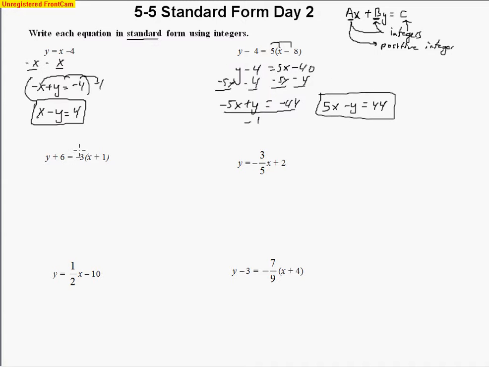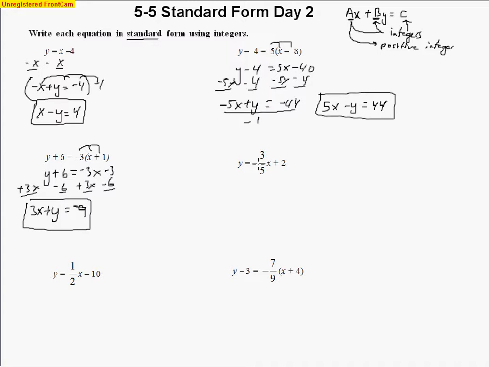So on this one, distribute the negative 3 over both terms. I'm left with y plus 6 equals negative 3x minus 3. So I'll subtract the 6, and I'll add the 3x to all sides. And so when I do that, hey, that gave me a positive 3x. That's good. That's in standard form without having to multiply everything by negative 1. So I'm left with 3x plus y equals negative 9 as the standard form we'd be looking for there.